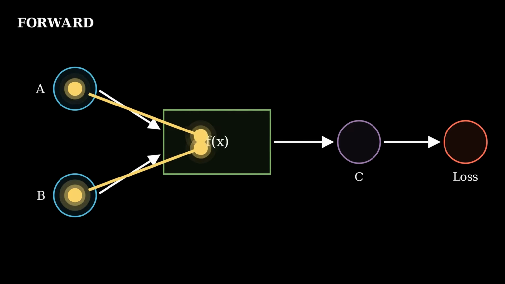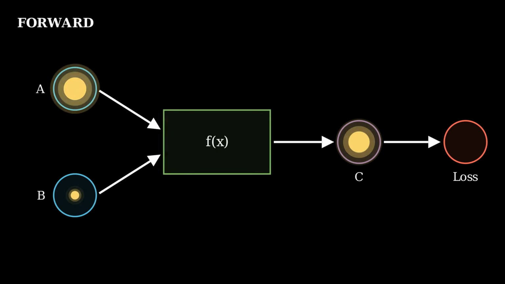They go into a box that takes these values and produces a single output, which we will call C. Then comes the loss, a function that measures how good the system was at predicting C by comparing it against the true value it should have produced. This entire stage from inputs to loss is called the forward pass.